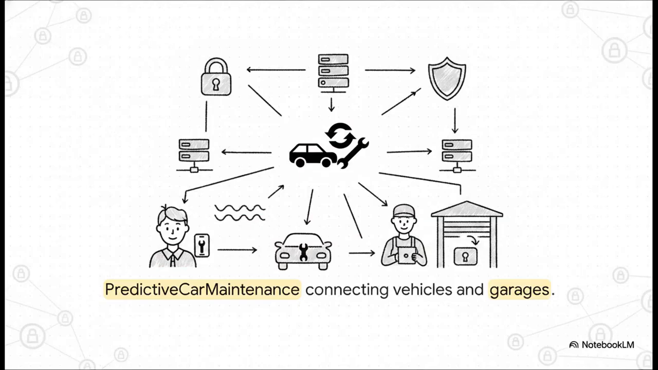To ground this, let's look at a real-world case study from our source material. It's a connected car app called Predictive Car Maintenance. Basically, this app connects vehicles, drivers, and garages. Now, a driver from a specific company just needs to see their vehicle's status, maybe schedule a repair. But a mechanic at the garage? They need deep, granular access to advanced diagnostic data. So we've got to enforce these distinct, highly secure access rules without bogging down the entire system.